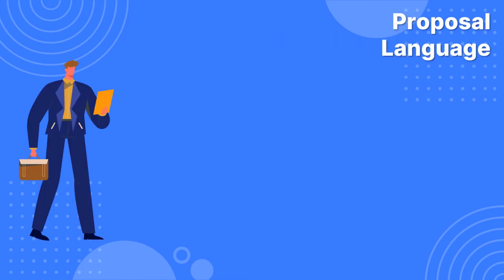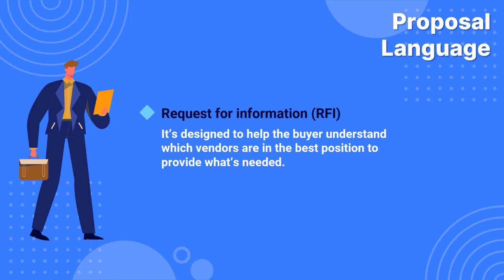Companies use a range of acronyms when soliciting business proposals from vendors. For example, RFI or Request for Information. This screening tool often precedes the proposal solicitation process. It is designed to help the buyer understand which vendors are in the best position to provide what is needed. The purpose of an RFI is to gain familiarity with the current market for a particular supply or service and to gather information in a formal, structured, and comparable way.